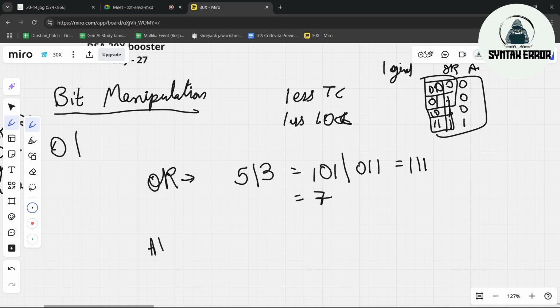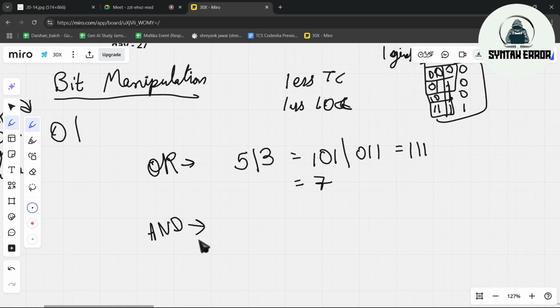Let's come to AND. These are just the basic operators. I am showing you how each operator works. If we take 5 AND 3, then 1 and 0 is 0, 0 and 1 is also 0, and 1 and 1 is 1. So the decimal conversion will be 1. So 5 AND 3 is 1.